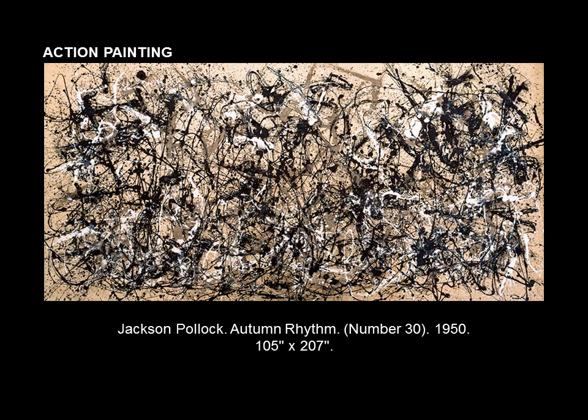In this slide, we have a painting by Jackson Pollock titled Autumn Rhythm, number 30, from 1950. This is very typical of Pollock's style. Some of this may look trivial nowadays, after many of the imitators came along and made thousands and thousands of paintings that were marketed in such a fashion. It kind of takes away the importance of what Pollock had done.